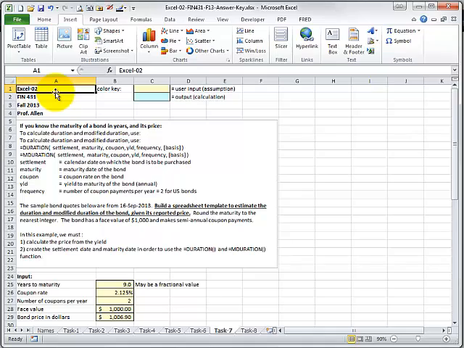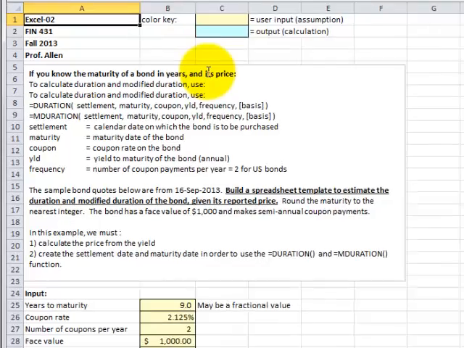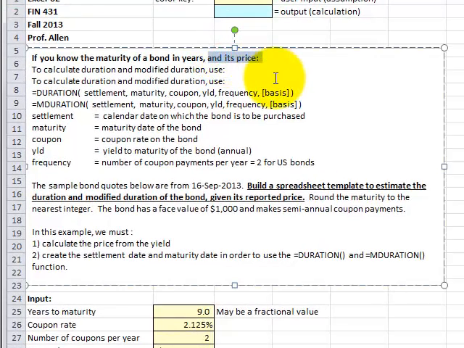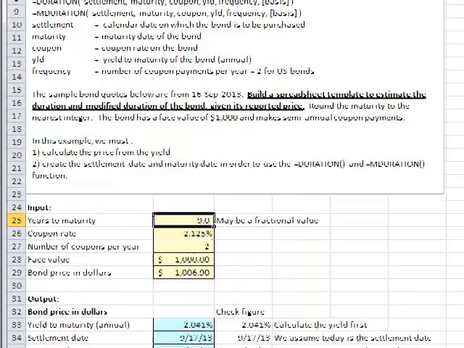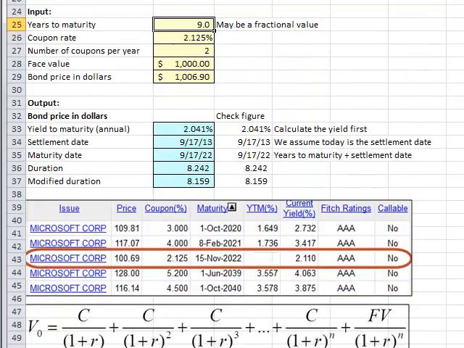This is task number 7. It's a variation of task number 5. We know the price of the bond, and we want to find its duration. The difference here is that we have the maturity in years. We do not have a settlement date and a maturity date. The problem for us is that the duration equation insists that we know the settlement and maturity dates. So, we're going to create our own settlement and maturity dates, as shown here.